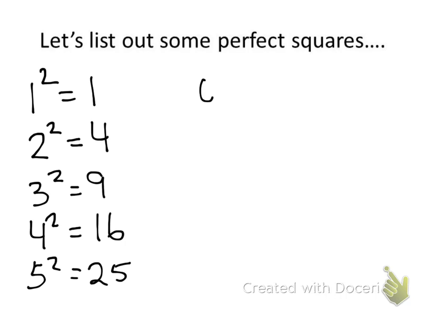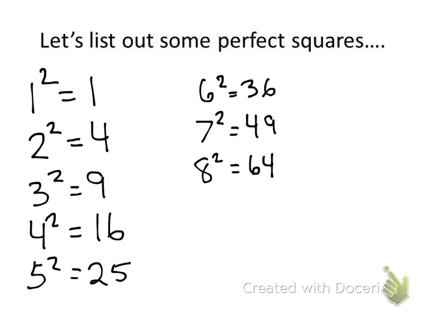6 squared? 36. 7 squared? 49. 8 squared? 64. Oh man, you were on a roll there. 9 squared? 81. 10 squared? 100. Yeah, that's an easy one.